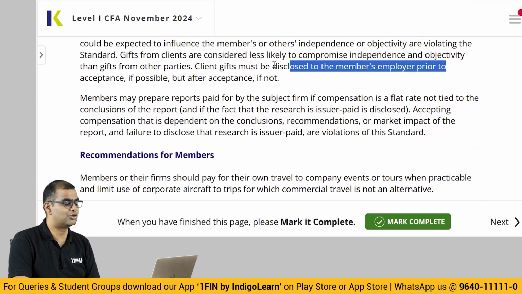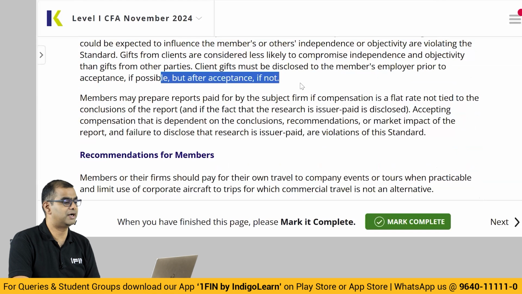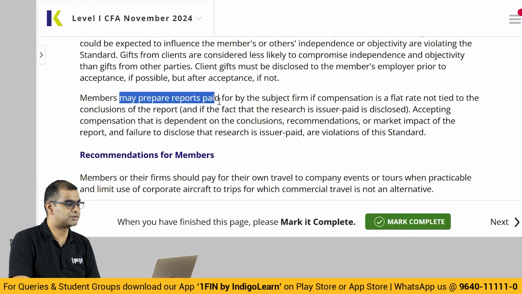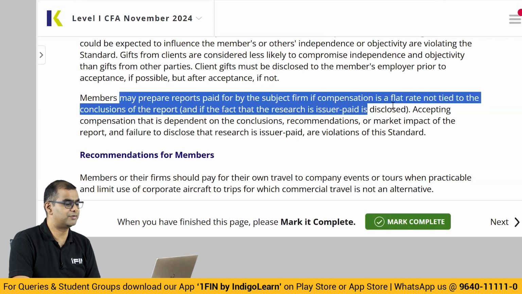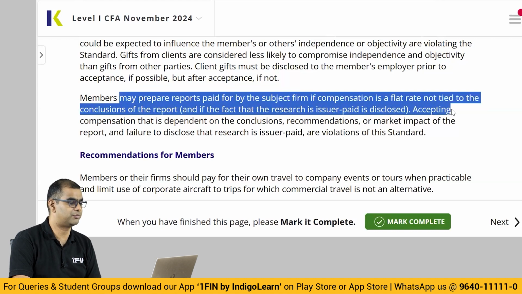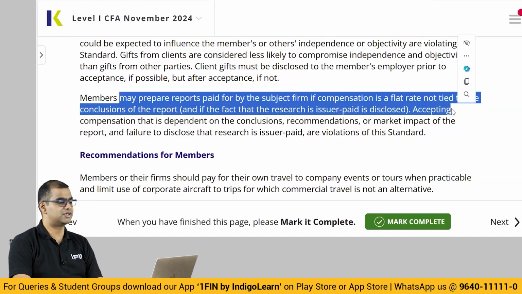Client gifts must be disclosed to the employer prior to acceptance if possible, but after acceptance if not possible. So you should always disclose everything, any client gift, to your employer. Members may prepare reports paid for by the subject firm if the compensation is flat rate and not tied to the conclusion of the report, and if the fact that the research is issuer paid is disclosed. Accepting compensation that is dependent on the conclusions, recommendations, or market impact of the report, and failure to disclose that it is issuer paid, are violations of the standard.